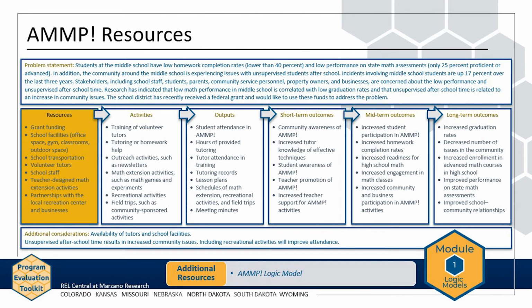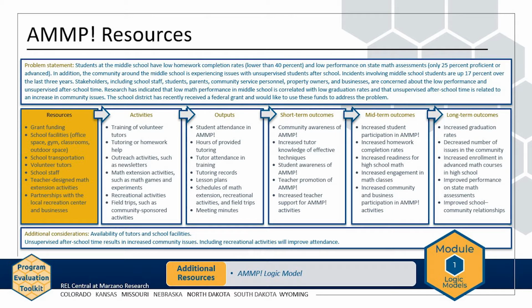Introduced in Chapter 1, AMMP is a fictitious after-school middle grades math program used as an example throughout the toolkit. The AMMP evaluation team decides that the following resources are needed to accomplish the goals of the program. The resources for AMMP are in the first column and are shaded in gold.